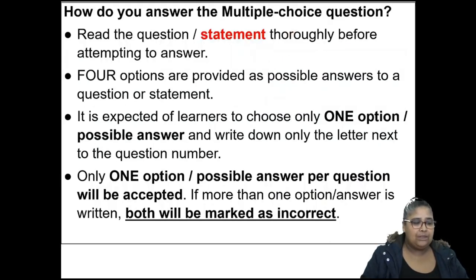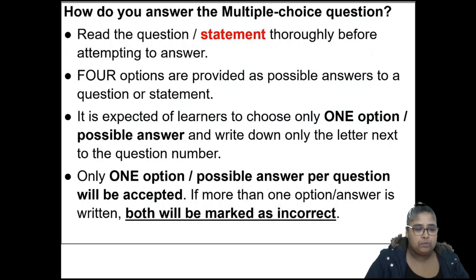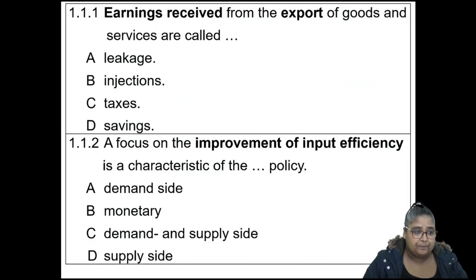First of all, you read the question or statement thoroughly before attempting to answer. There are 4 options provided as possible answers to the statement or to the question, and it's expected of you as a learner to choose only one possible answer, and you only write down the letter next to the question number, okay? Only one option or possible answer per question will be accepted. If more than one option of answer is written, both will be marked as incorrect. So, say you are not sure, it sounds like the answer could be A or B, so you write A/B. Both of them will be marked incorrect.